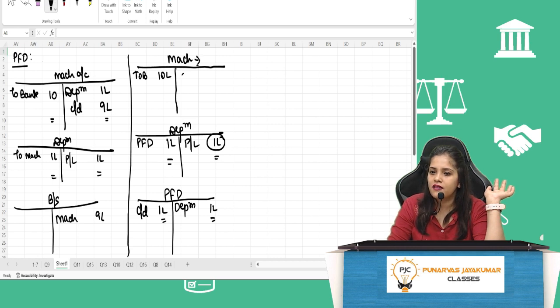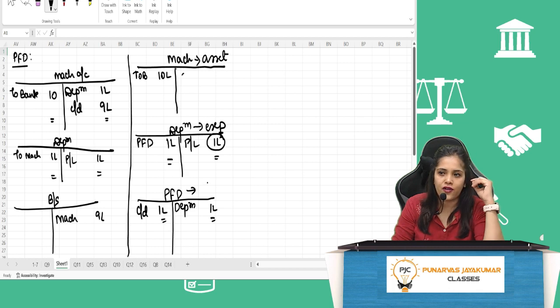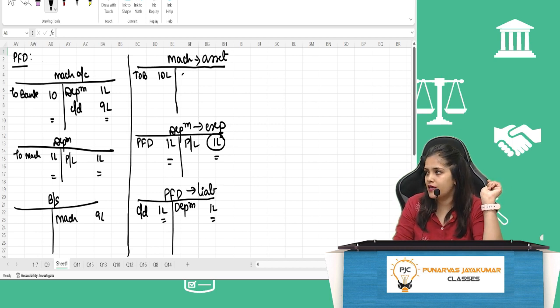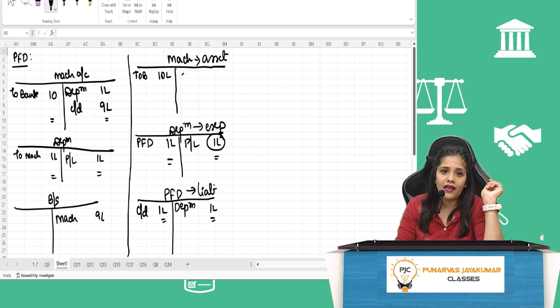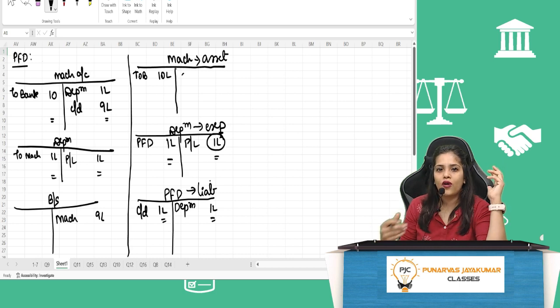This is which account? Asset. This is an expense. This is a provision account. What category of account? Asset, liability, income, capital, expense. It is a liability. It is a liability because there is a purpose for which we have to use it. Okay, so that is why it is a liability. Am I clear till here?